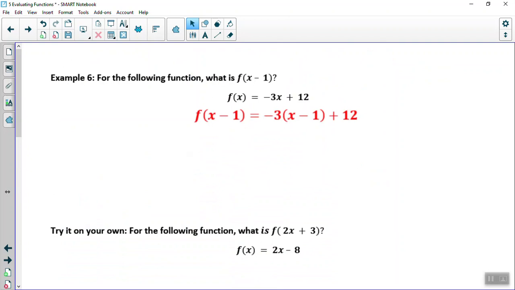All of my work is going to happen here on the right side. This is just that function notation. Everything else that we're doing is over here. So to drop those parentheses, remember we have to distribute, so we get -3x, and then -3 times a -1 is a +3. Next step is now we can combine our like terms. So we get -3x plus, the 3 plus 12 gives us 15. I can't combine any more like terms.